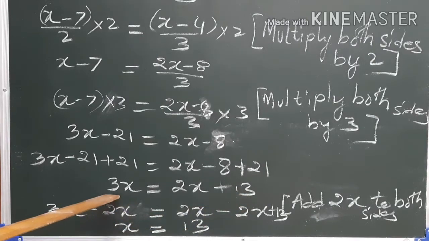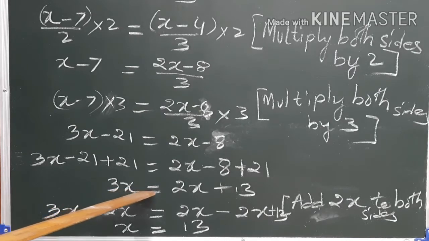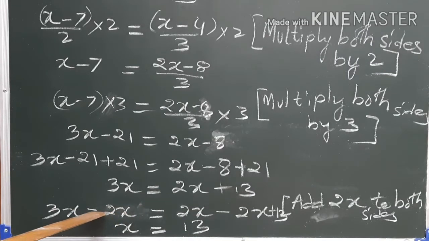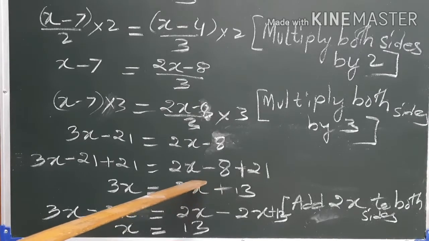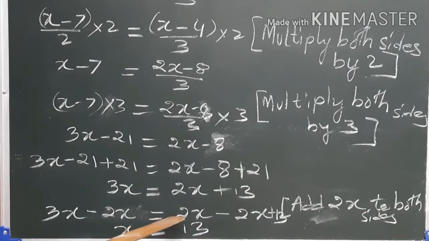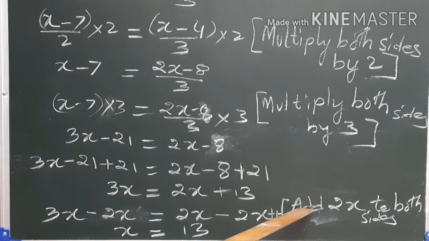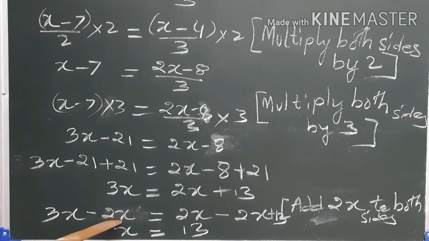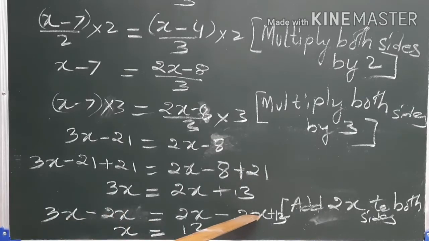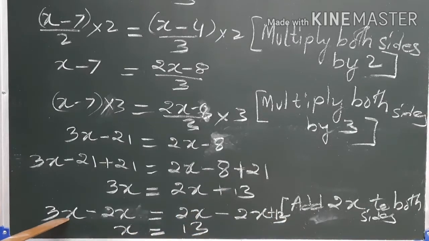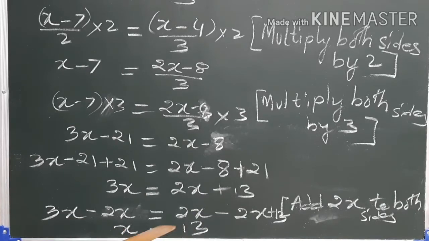Now we are left with 3x is equal to 2x plus 13. Now in order to remove this 2x, because the right hand side also we have 2x, we have to subtract 2x from both the sides. Okay, sorry, subtract here. Here subtract, you write. So if we are subtracting here 2x and 2x, and 13 is here, so we are left with 13 alone, and this side it becomes x. So this is our answer.